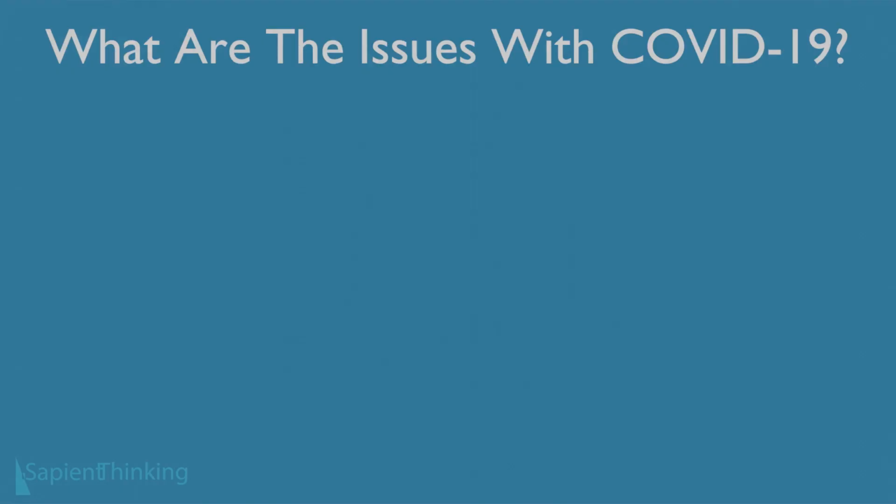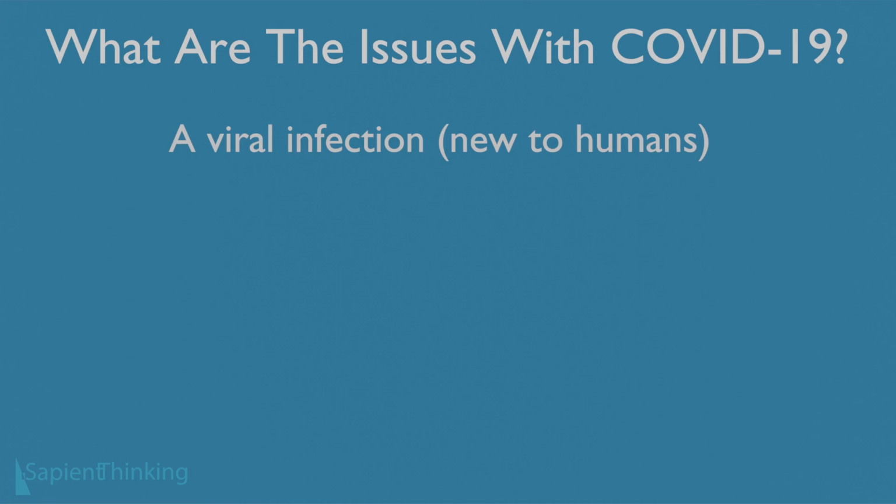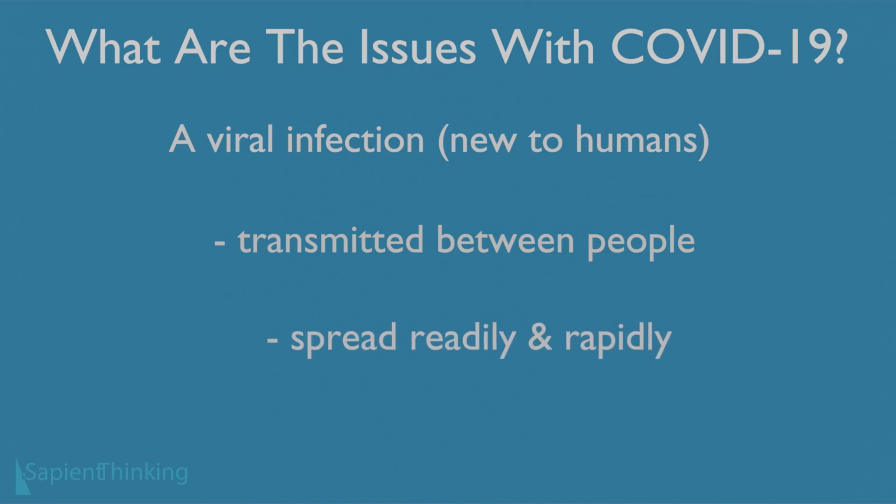What are the issues and concerns regarding emerging diseases and COVID-19? COVID-19 is a viral infection that is new to humans, is transmitted between people, spreads readily and rapidly, and has a high mortality rate.